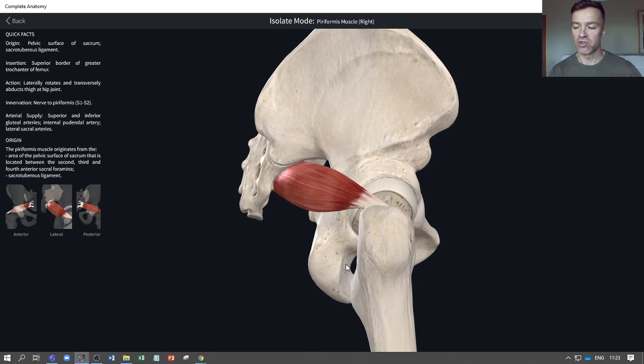So transverse abduction, if you flex the hip, so bring the knee up out in front of you, and then if you want to pull your thigh out towards the side, your piriformis muscle is going to be involved in this one.